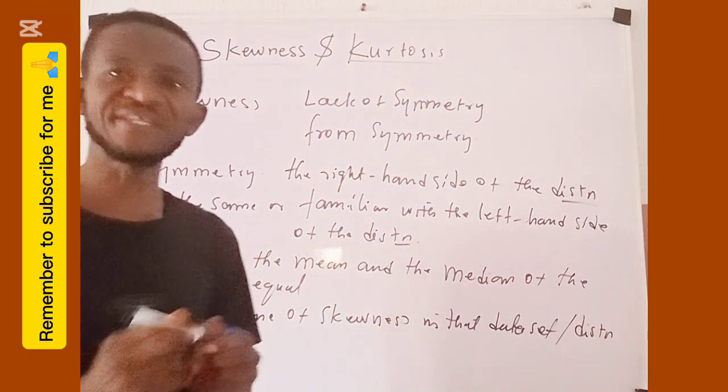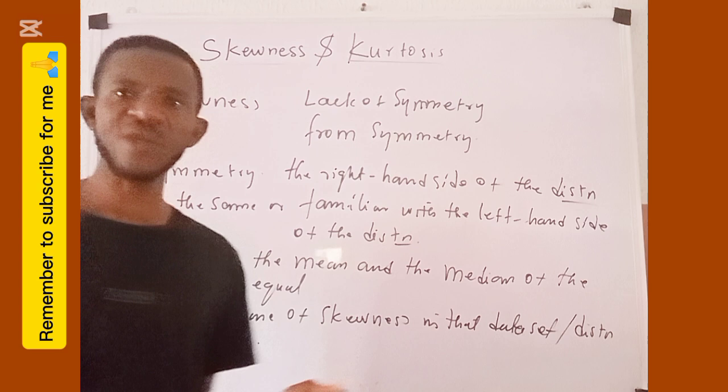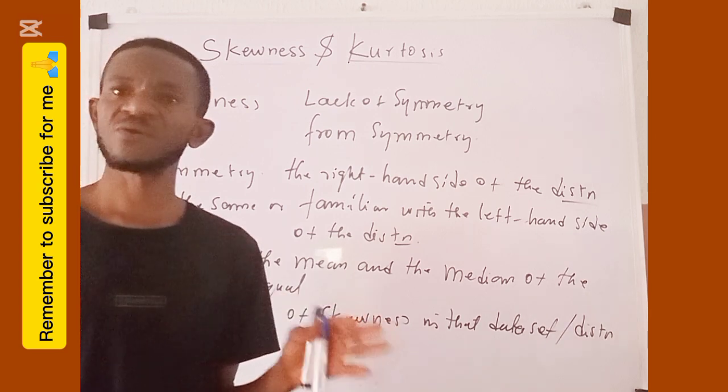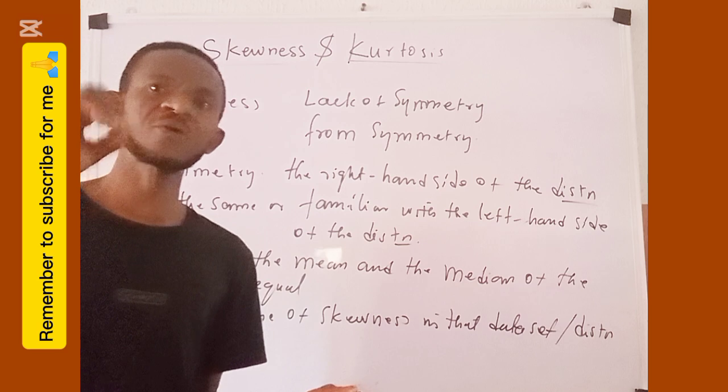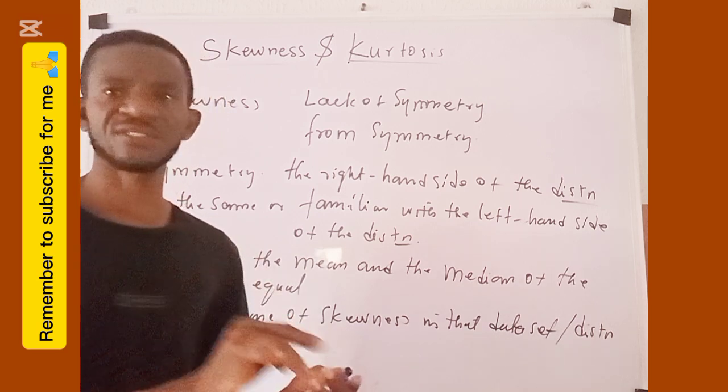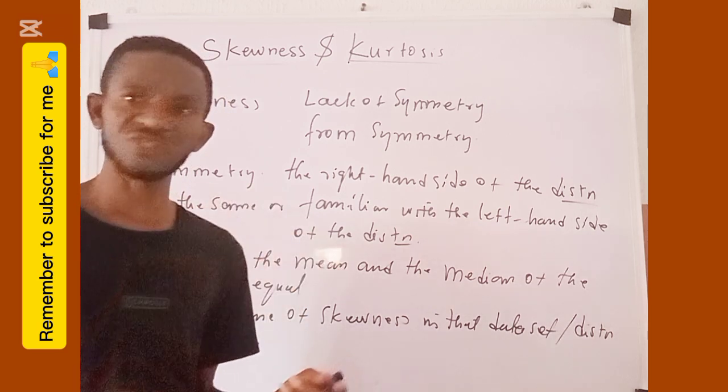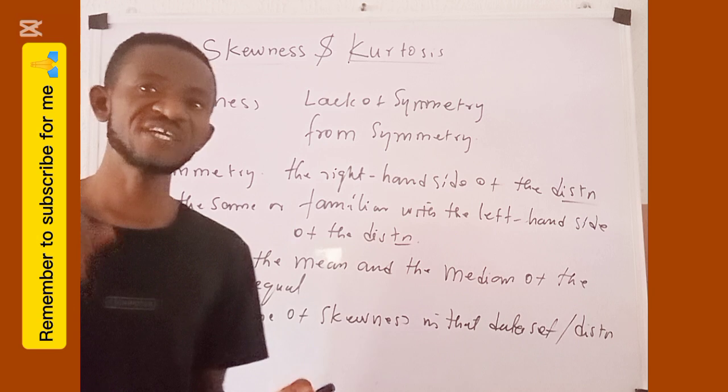What do we mean by this? We are saying that when a data set or the distribution is symmetrical, when we compute the value of the skewness from such a data set or distribution, the value we are going to get is zero.